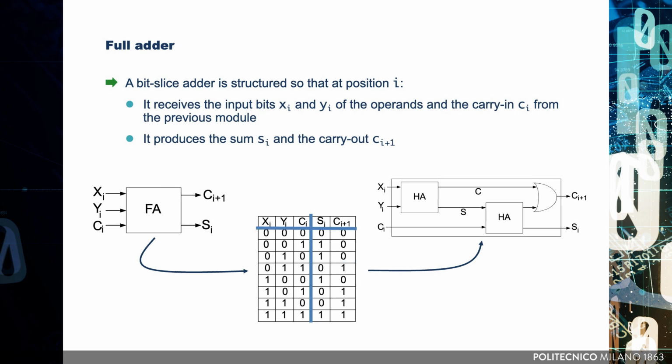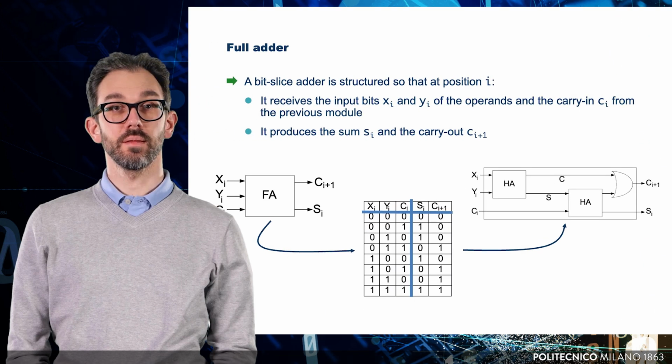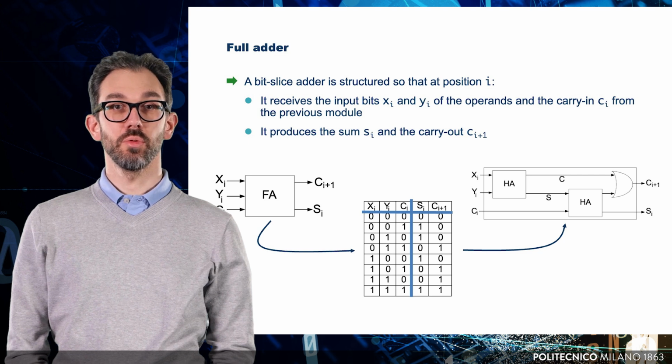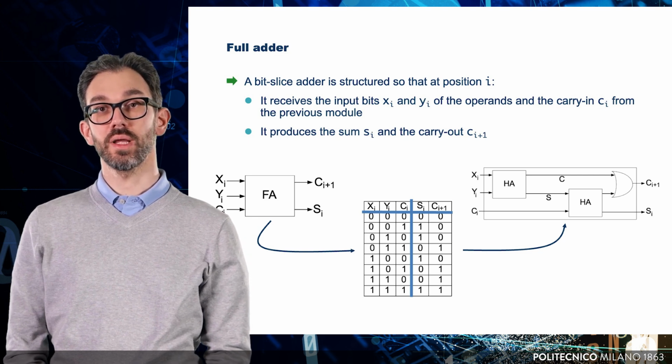To build an adder with n bits, at each position i we actually need not only to generate the corresponding sum and the carry out, but also to manage the carry produced by the previous position i minus 1. Therefore, the module in position i receives as inputs the bits xi and yi, along with the carry in ci from the previous module, and it must produce the sum si and the carry ci plus 1 to propagate to the next module. This module, which includes the additional input for the incoming carry, is called a full adder.